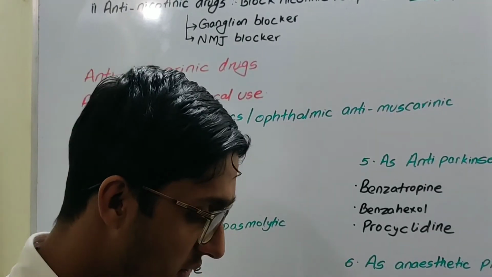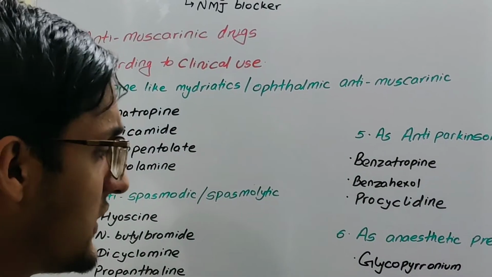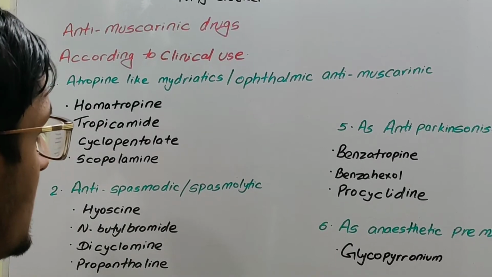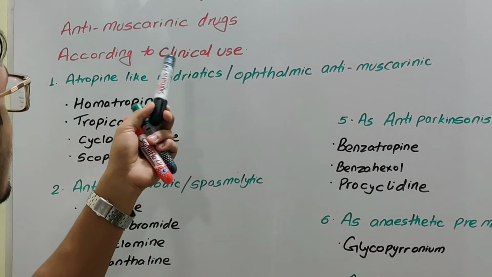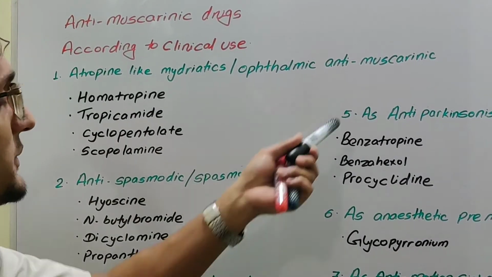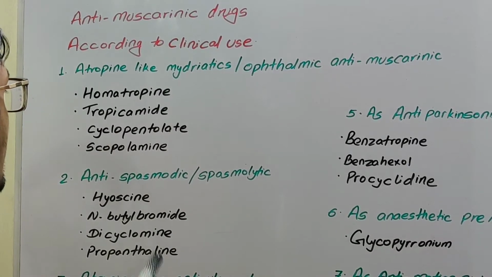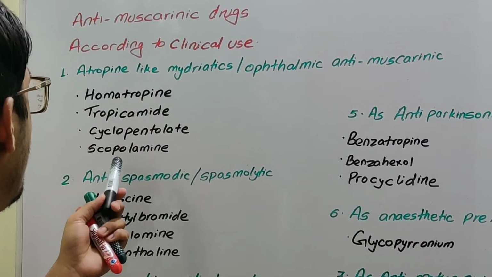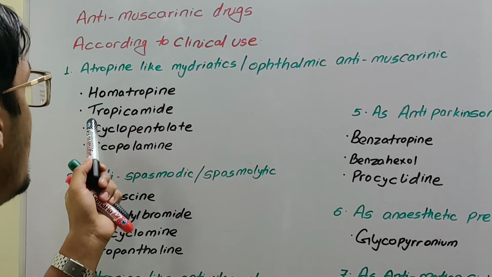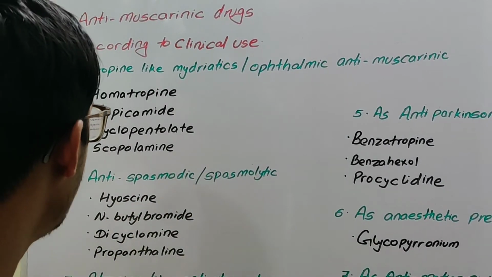Now another classification of anti-muscarinic drugs is according to clinical use. According to clinical use, we can divide them into 7 or 8 types. Atropine-like mydriatics are ophthalmic anti-muscarinic drugs. They are homatropine, tropicamide, cyclopentolate and scopolamine.